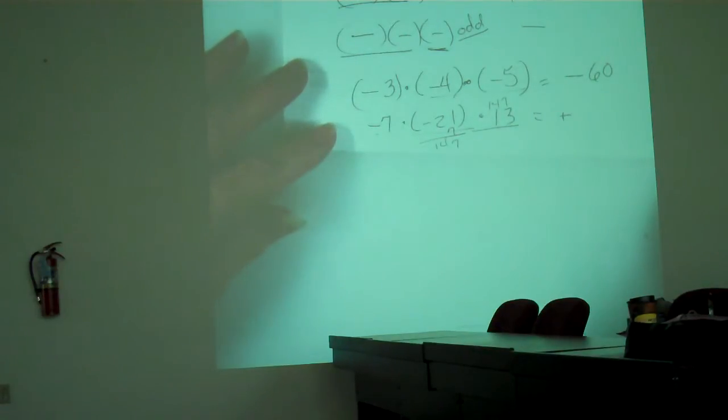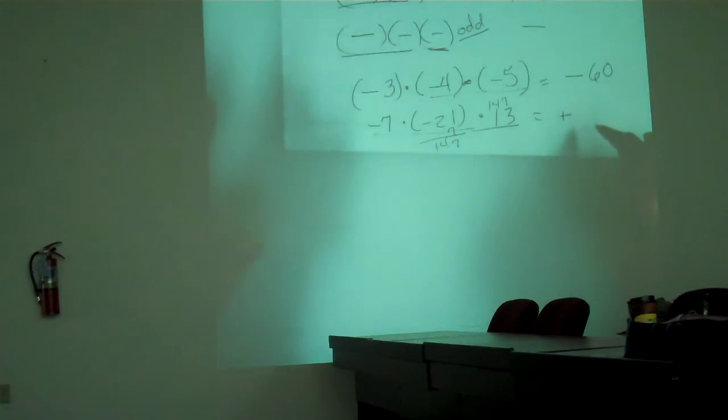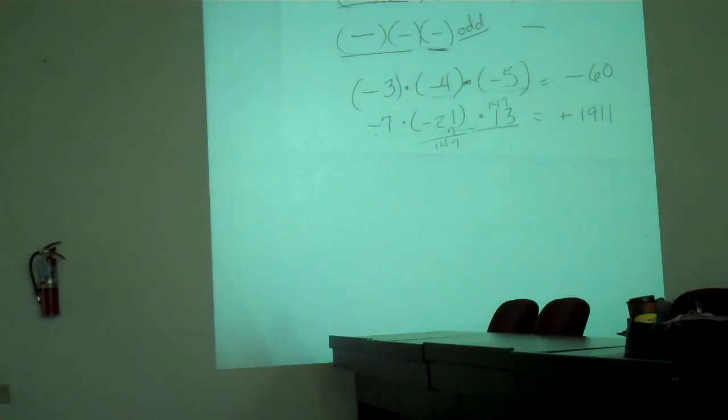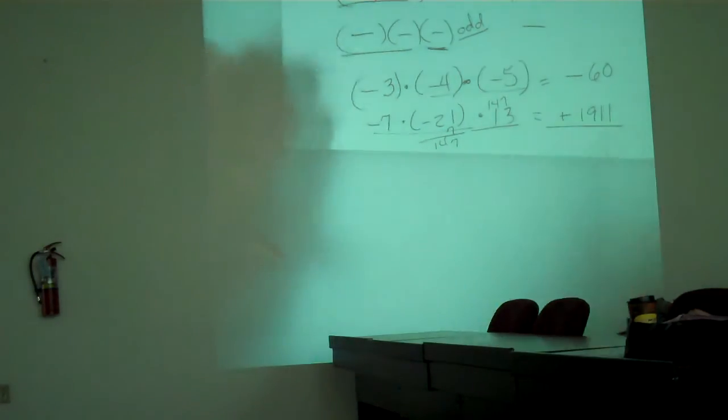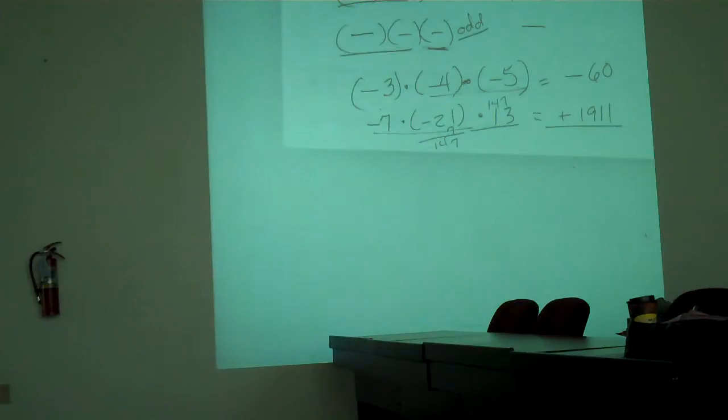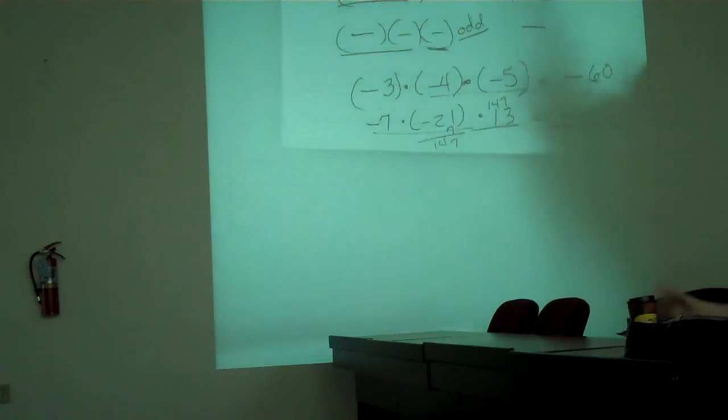1911. Did you do it on the calculator or did you do it on paper? I wrote it down. Cool. Okay? We could have also done 13 times 7 and then multiply it by 21. If it's all multiplied, you can do it in any order.